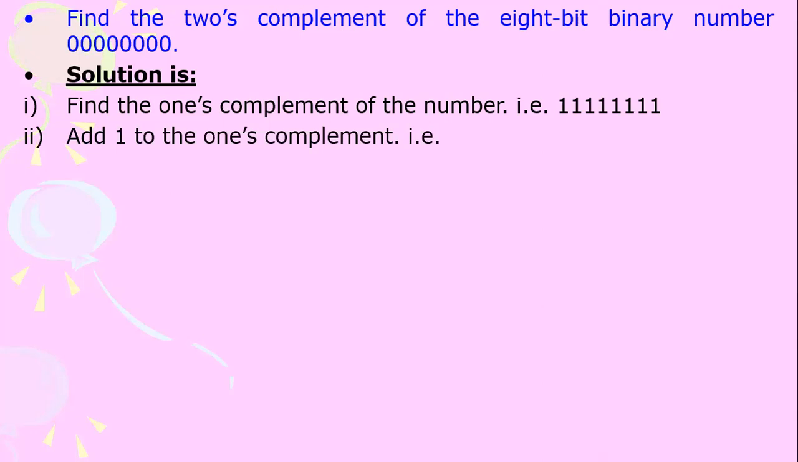And then we add 1 to the 1's complement. That is 1, 1, 1, 1, 1, 1, 1, 1 plus 1. Note, we add 1 on the least significant bit side. So what did we get?